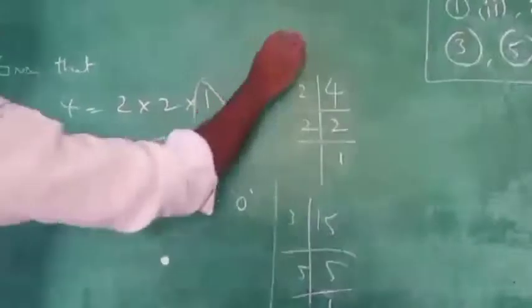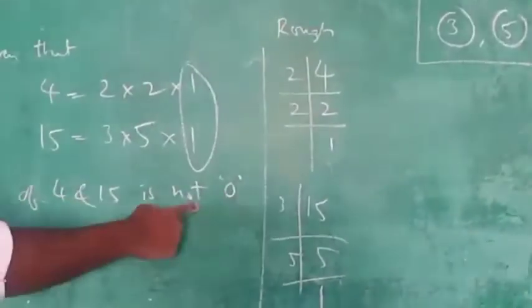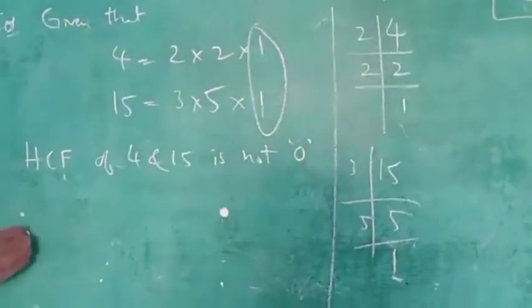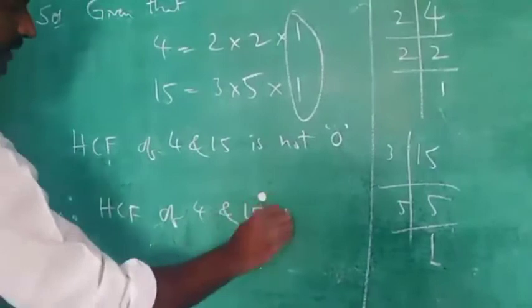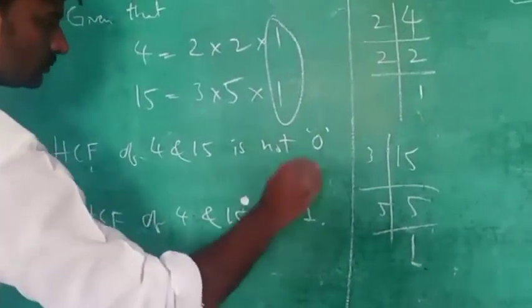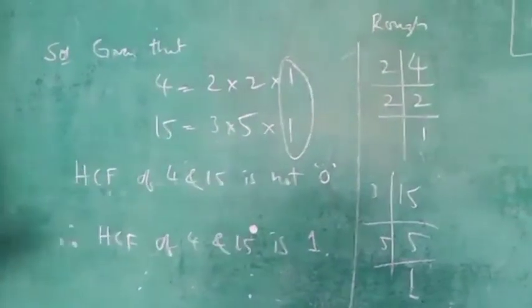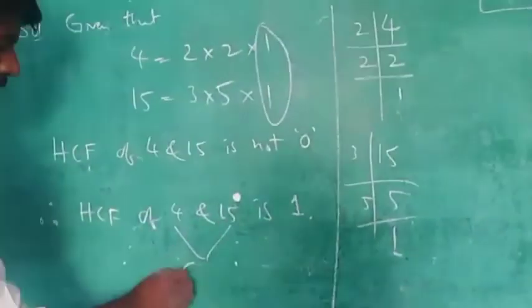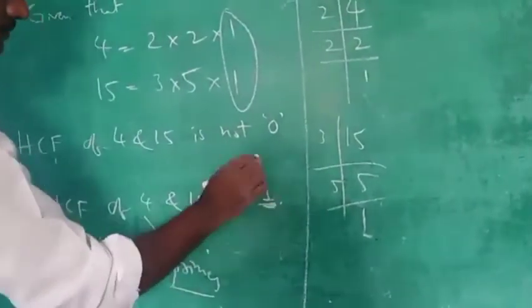HCF of 4 and 15 is not 0. Then what is HCF here? 1, you got it. Therefore, HCF of 4 and 15 is 1. Okay? Understood? Means if the numbers are co-prime, HCF will be 1, beta. These are co-primes. Co-primes means, sir, nothing, just HCF will be 1.